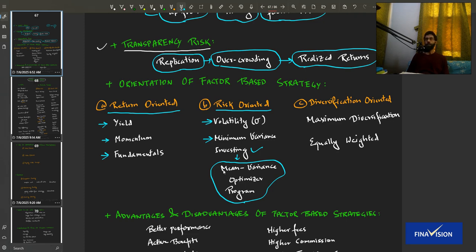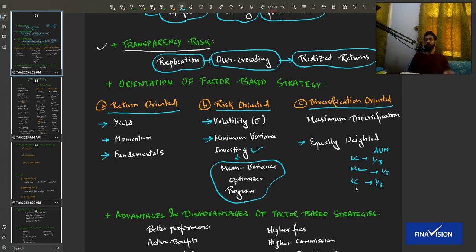The third kind of orientation is diversification based orientation of factor based strategies. These can be of two types. One is equally weighted portfolio. So let's say we are trying to create a diversified portfolio which has large cap stocks, mid cap stocks, and small cap stocks. Now, instead of market cap weighing them, if we weigh them equally, this means that the total assets under management, that is the total AUM, will be divided into three equal portions. 1/3 for the large caps, 1/3 for the mid caps, and 1/3 for the small caps.